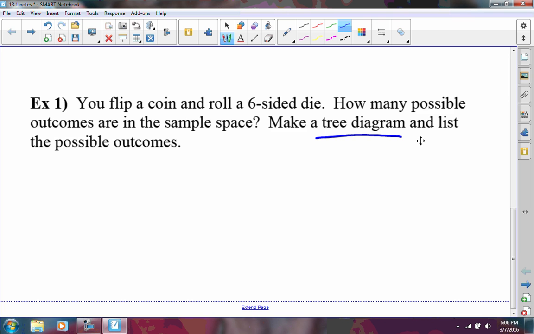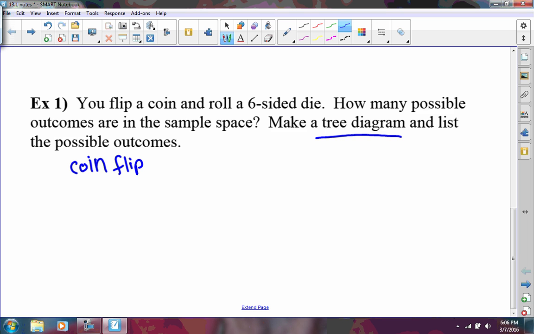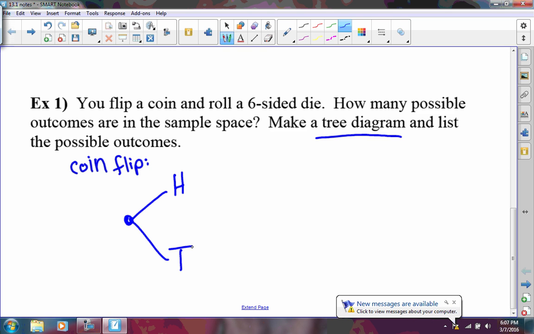Okay, so we're going to have a coin that we're going to flip. And when you flip that coin, you could either have heads or tails as your results. So this is the tree diagram that they're talking about. Okay, and then when you roll the die, you have 6 sides on your 6-sided die.